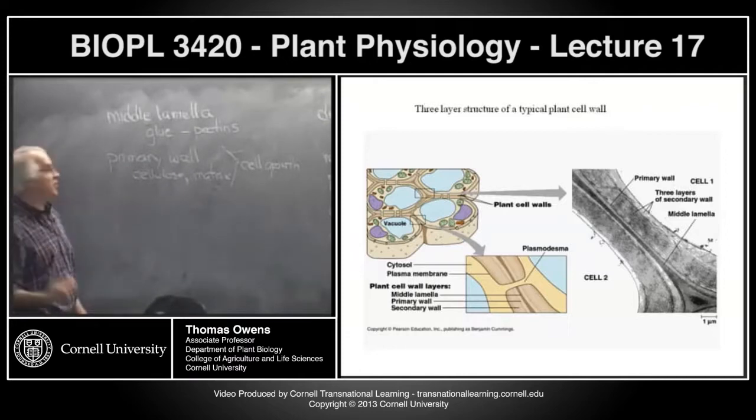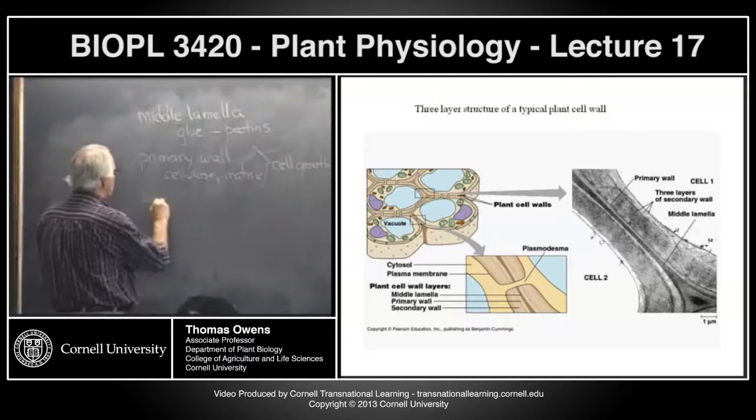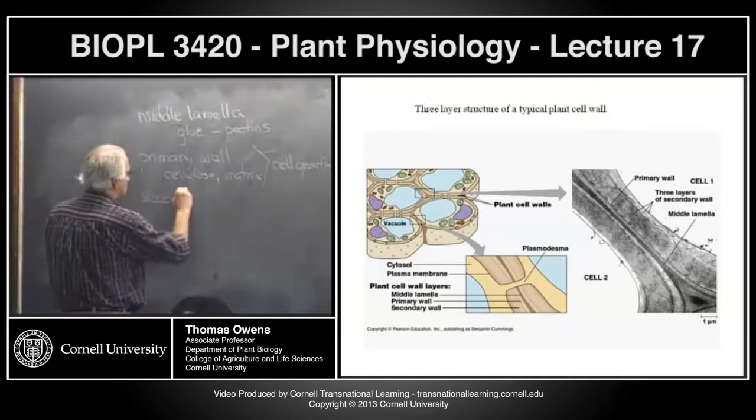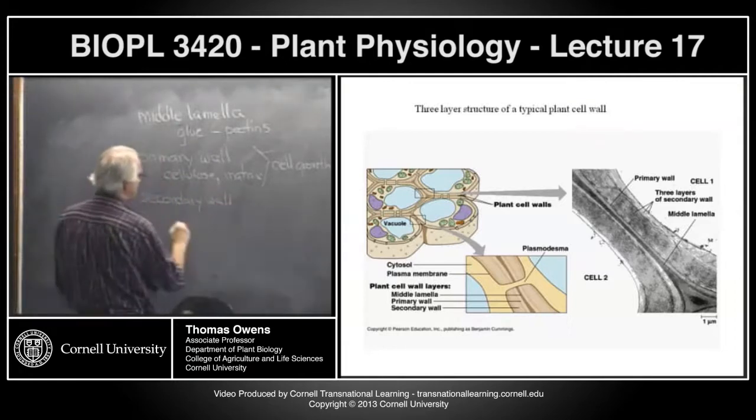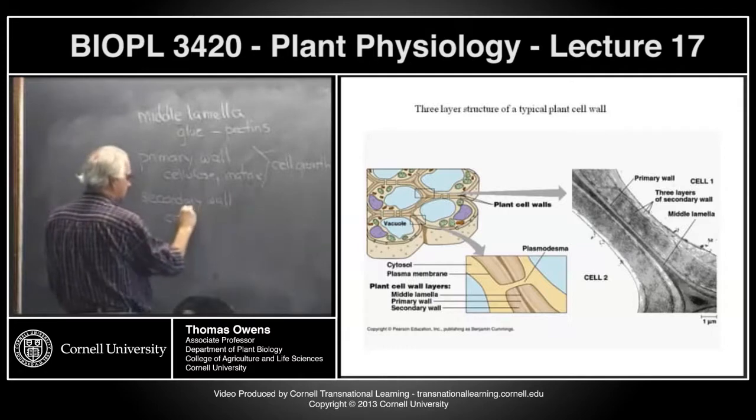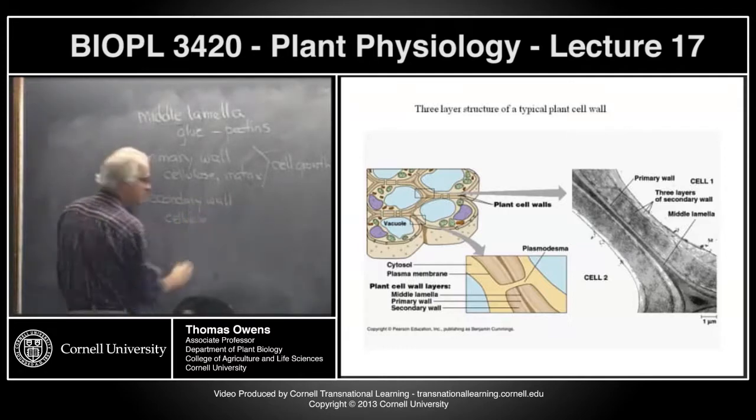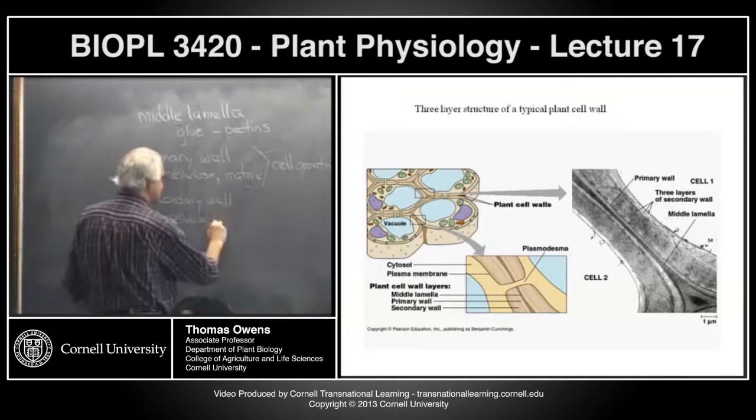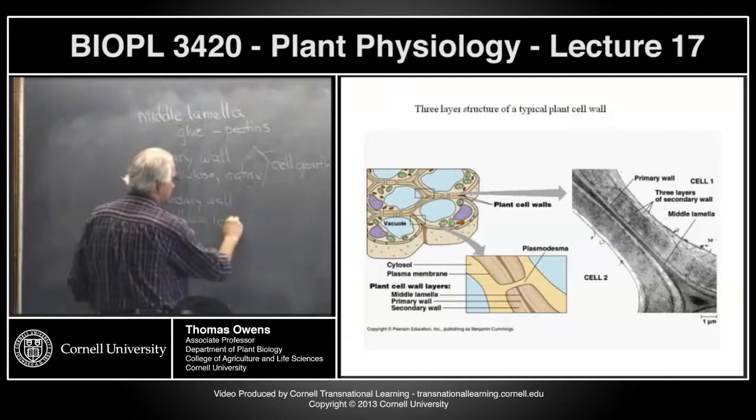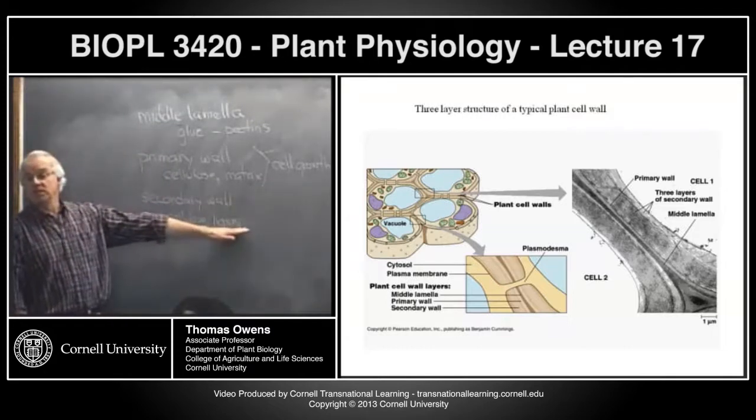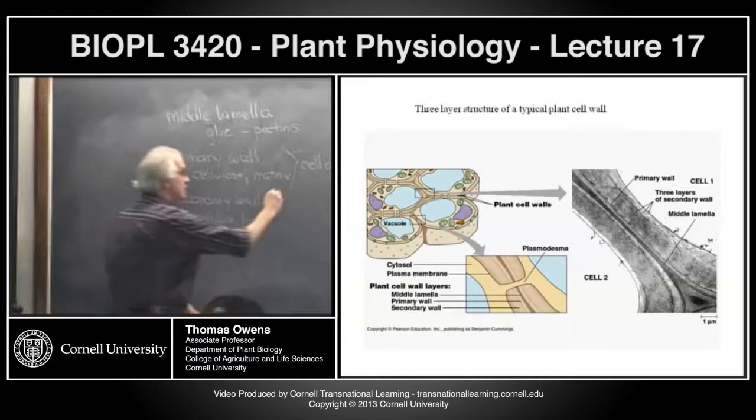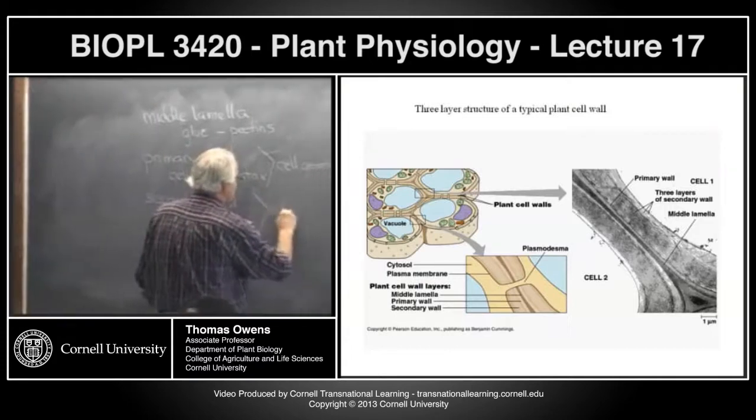Once cell growth has ceased, the secondary wall is produced. It also contains cellulose, but it also typically contains compounds like lignins. And basically, once the secondary wall is laid down, the cell no longer has the ability to expand. So this is after growth ceases.